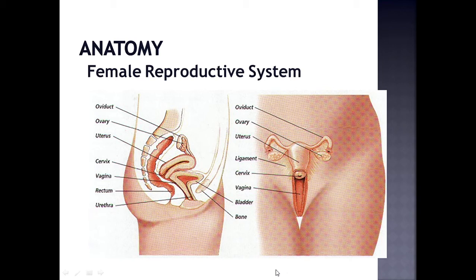Female reproductive system: we can see the uterus, the cervix, the vagina, the urinary bladder sitting anterior to the uterus, and the rectum posterior to the uterus. On either side, ovaries and the fallopian tubes.